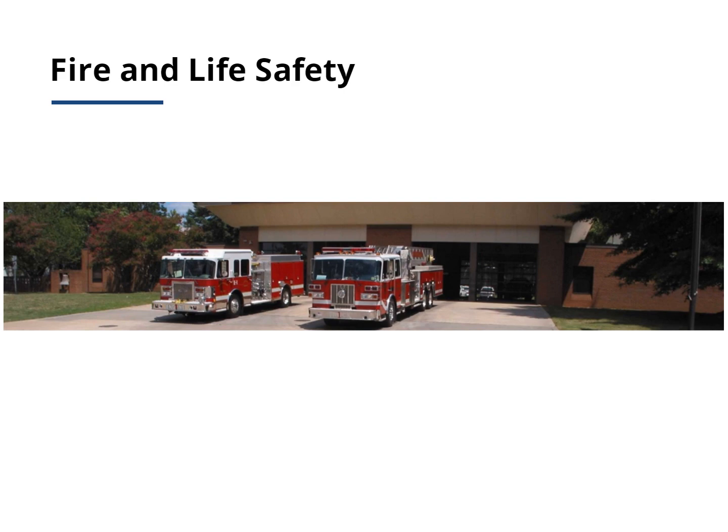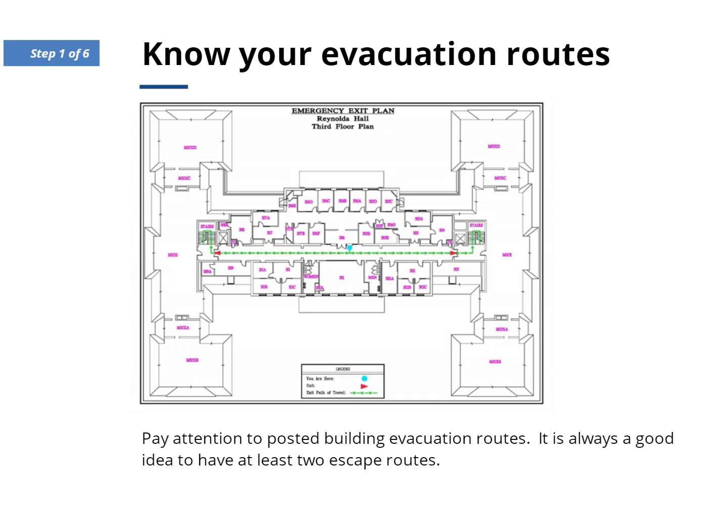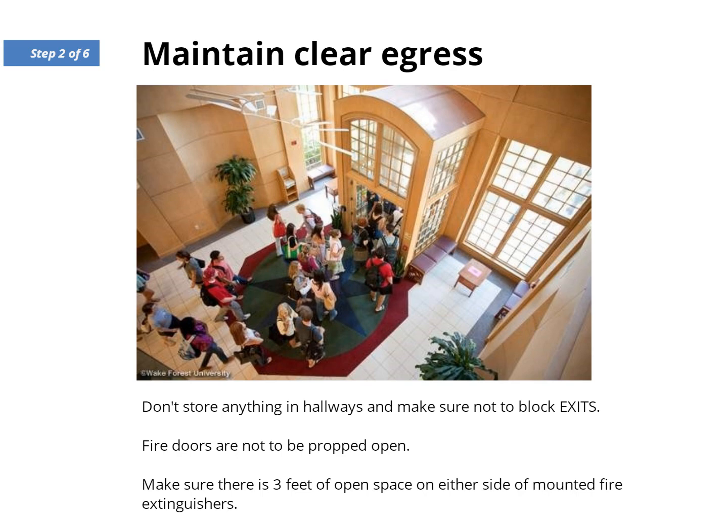Fire and life safety. Know your evacuation routes. Pay attention to posted building evacuation routes. It is always good to have at least 2 escape routes. Maintain clear egress. Don't store anything in hallways and make sure not to block exits. Fire doors are not to be propped open, and make sure there is 3 feet of open space on either side of mounted fire extinguishers.